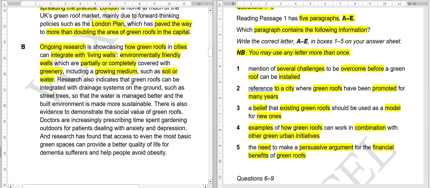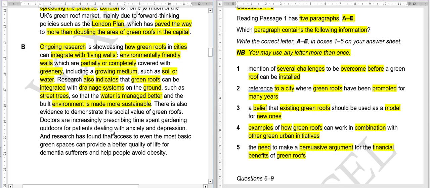Research also indicates that green roofs can be integrated with drainage systems on the ground, such as street trees, so that the water is managed better and built environment is made more sustainable. And there is also one possibility indicated that these green roofs can be integrated with drainage systems on the ground, like street trees. So the water that you want to drain, you can give it to the street trees, so that water is managed in a better way and the environment is more sustainable.